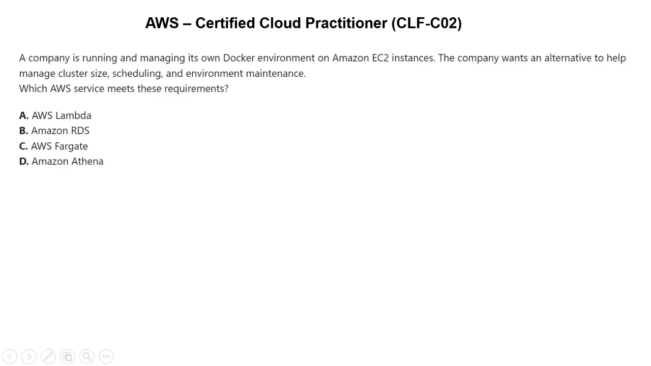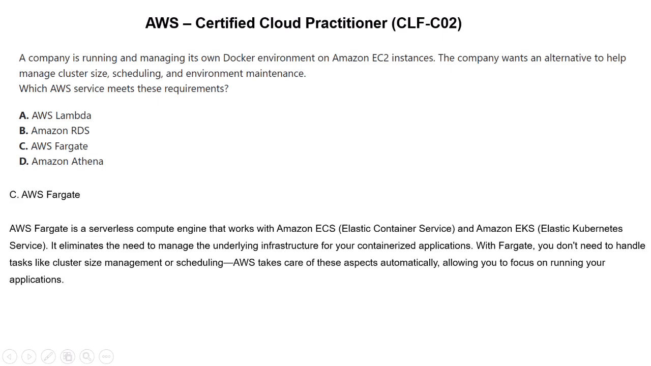Next question. A company is running and managing its own Docker environment on Amazon EC2 instances. The company wants an alternative to help manage cluster size, scheduling, and environment maintenance. Which AWS service meets these requirements? Option A. AWS Lambda. Option B. Amazon RDS. Option C. AWS Fargate. Option D. Amazon Athena. The correct answer for this question is option C.